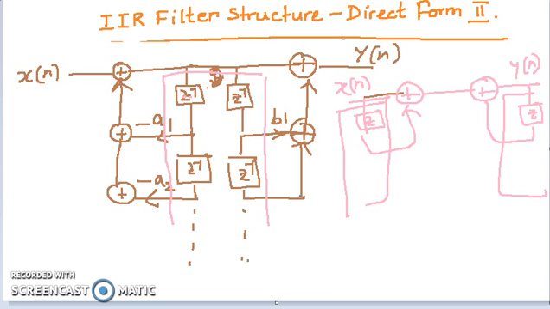Okay, so this was the structure of IIR filter direct form 2. We are going to discuss the parallel and the cascade form realization of IIR filter in the consecutive lecture.